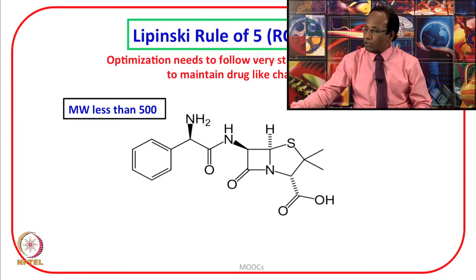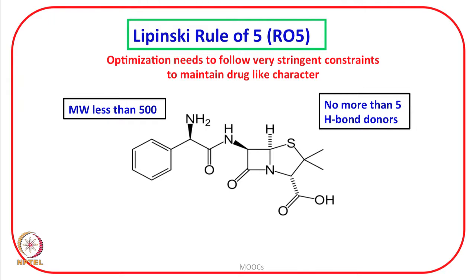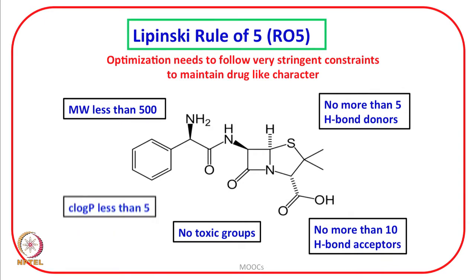let us take a look: molecular weight should be less than 500, there should be no more than 5 hydrogen bond donors, there should be no more than 10 hydrogen bond acceptors, and there should not be any toxic group, and finally C log P should be less than 5. So, these 5 constraints, 1, 2, 3, 4, 5, that is why it is called RO5, Lipinski rule of 5.